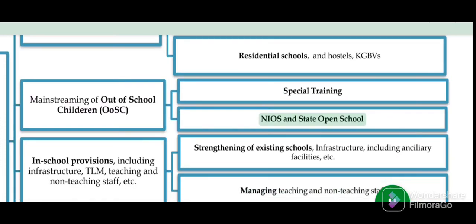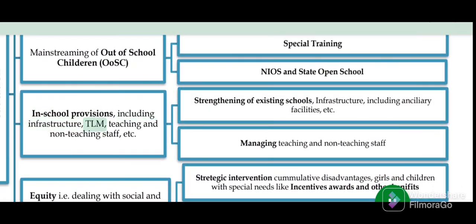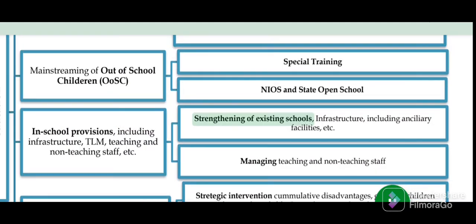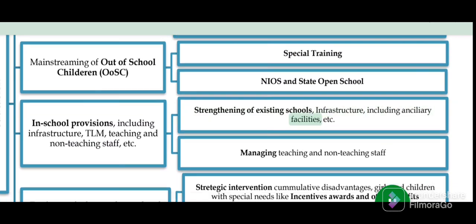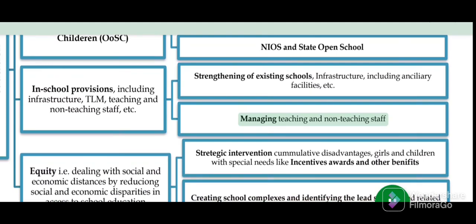Special training. NIOS and State Open School. In-school provisions, including infrastructure, TLM, teaching and non-teaching staff, etc. Strengthening of existing schools, infrastructure, including ancillary facilities, etc. Managing teaching and non-teaching staff.